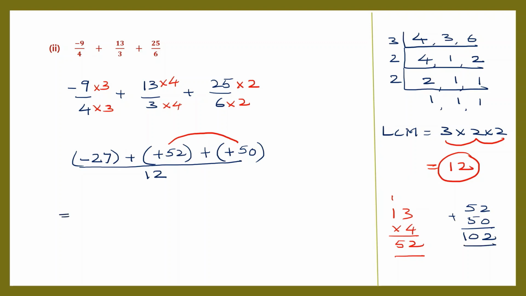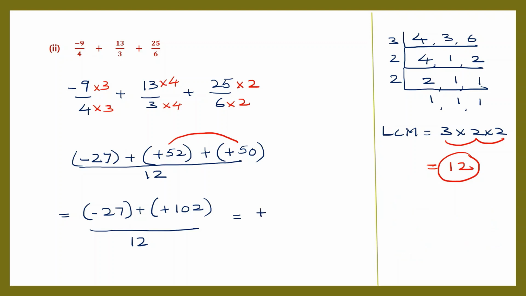So here what do we have? Minus 27 plus 102, and our denominator is 12. Now here, as you can see, signs are different. So we put the sign of the bigger number and we subtract. We have to subtract 102 and 27. So let's do that. Now we need to borrow from here 10, 9 and 12. 12 minus 7 is 5. 9 minus 2 is 7. So what do we have here? We have 75 by 12.